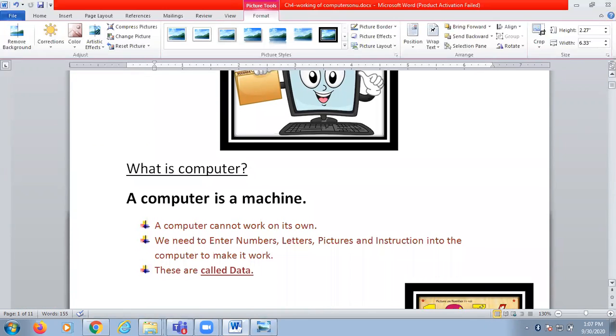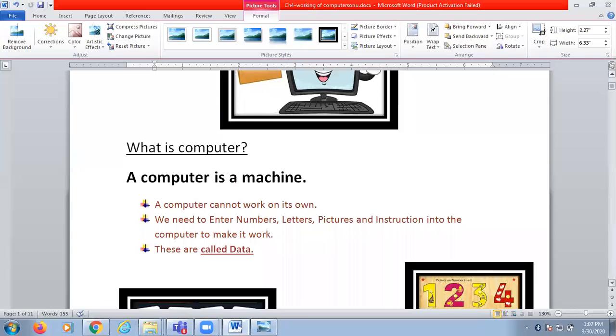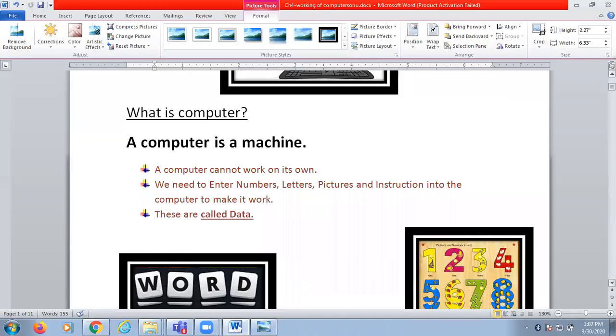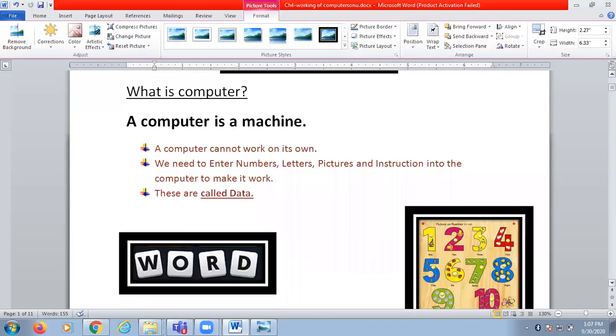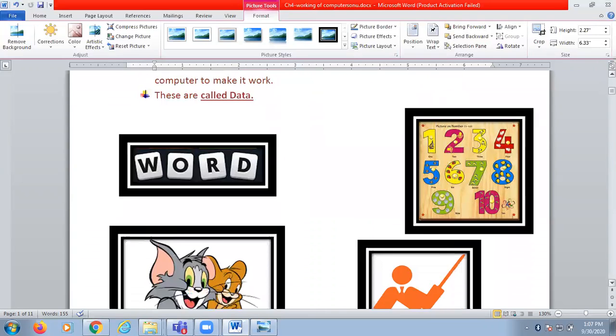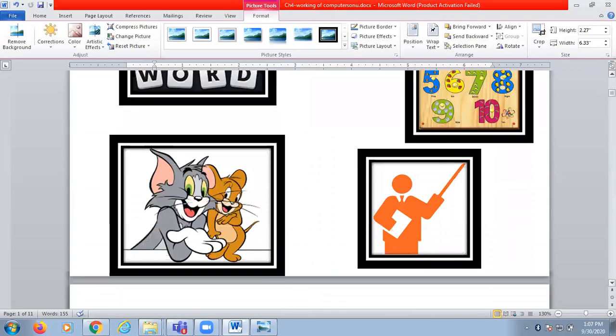We tell computer to write down the name, it will write it down. We tell computer to write numbers, it does it. If we tell computer to insert a picture, it inserts a picture. If we give computer some instructions, it will do. That means computer works according to the instructions that we give to the computer. It doesn't use its own mind. Is it okay to everyone? I hope it is okay to everyone.